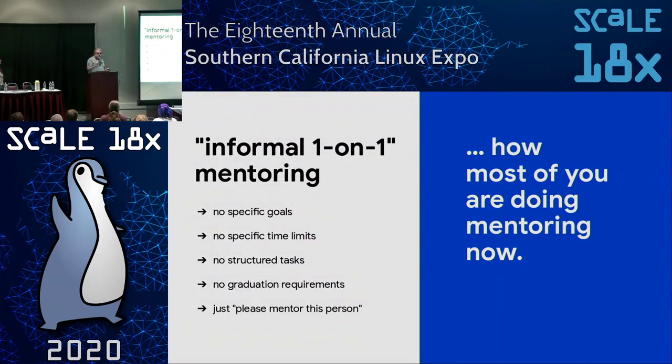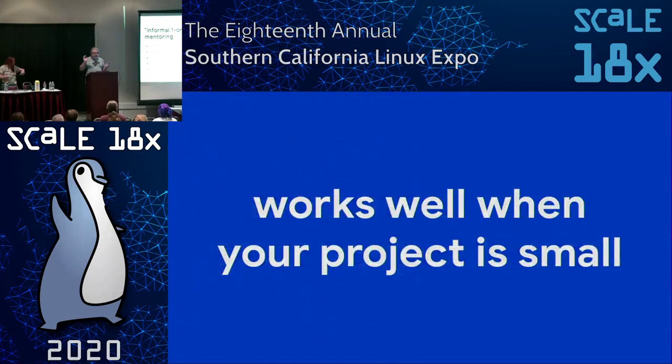Now, let me get specific here about what I mean by informal one-on-one mentoring. Informal one-on-one mentoring is a program where you don't have any specific goals or specific time limits. You don't really have structured tasks. You don't have graduation requirements. You just have, hey, this person wants to contribute. Will you please mentor them? And it is how almost every single open source project starts out doing mentoring.